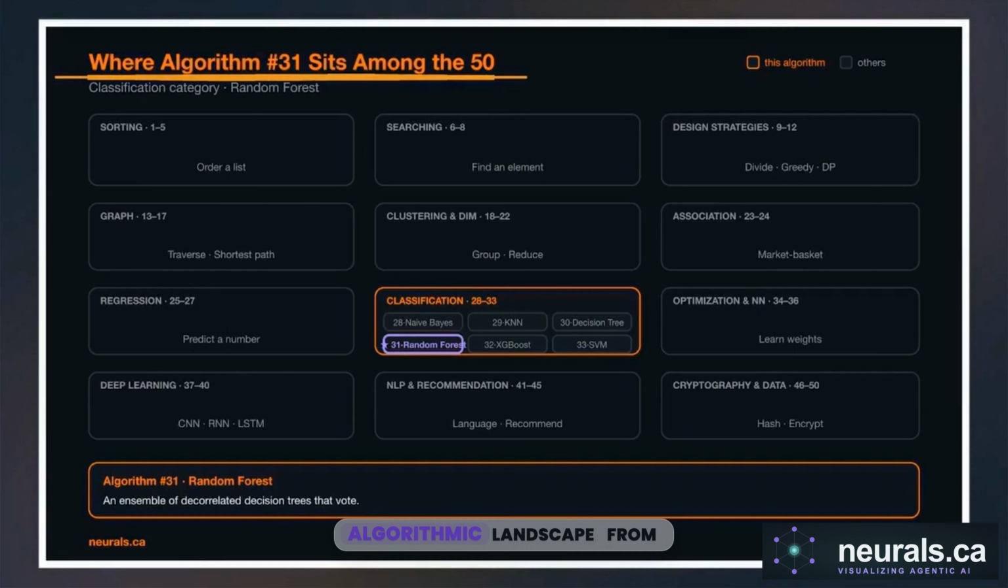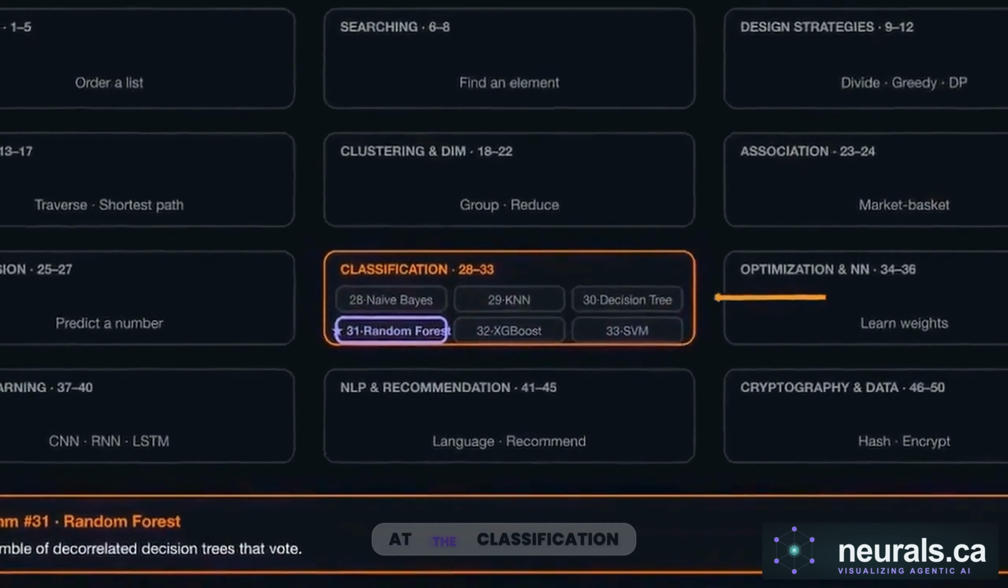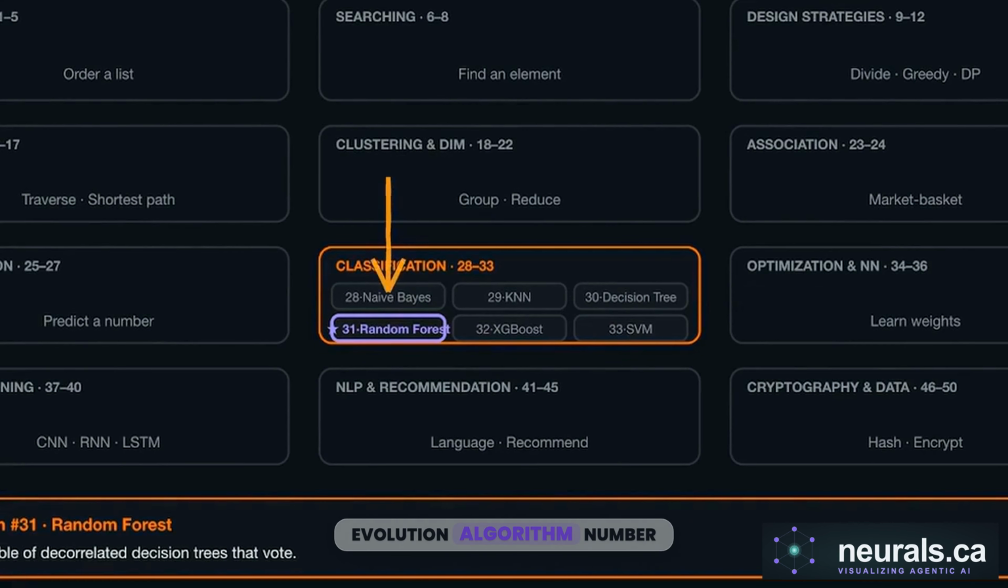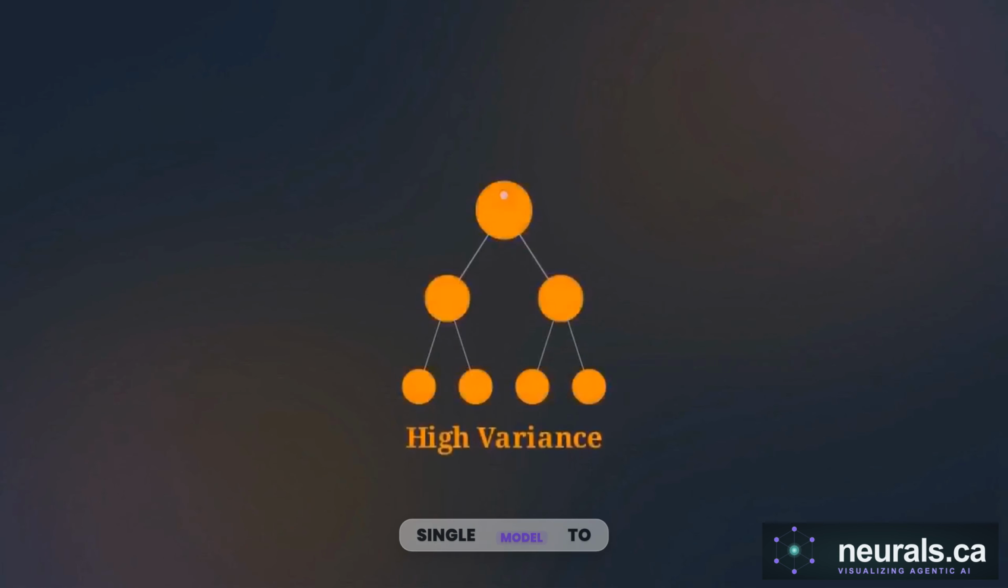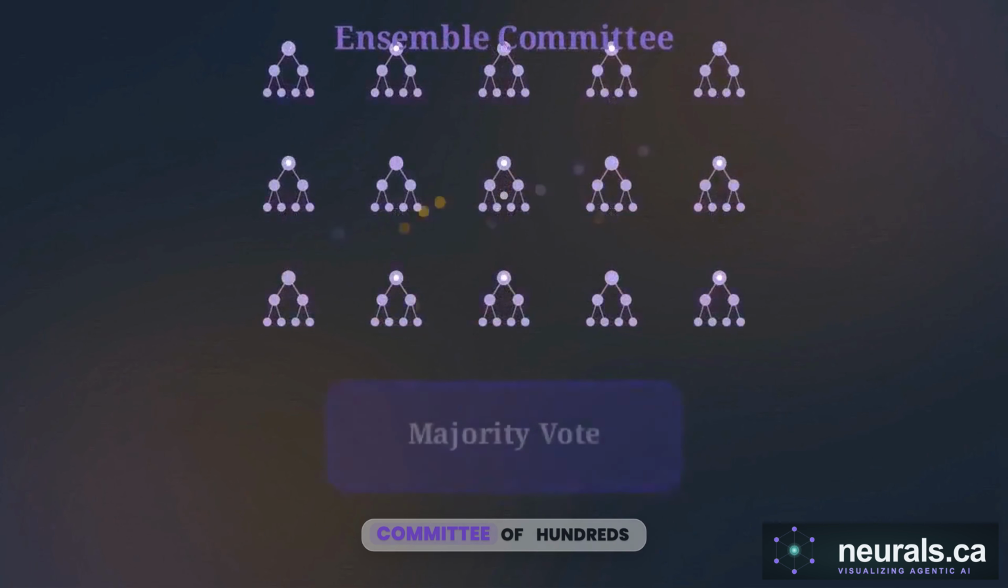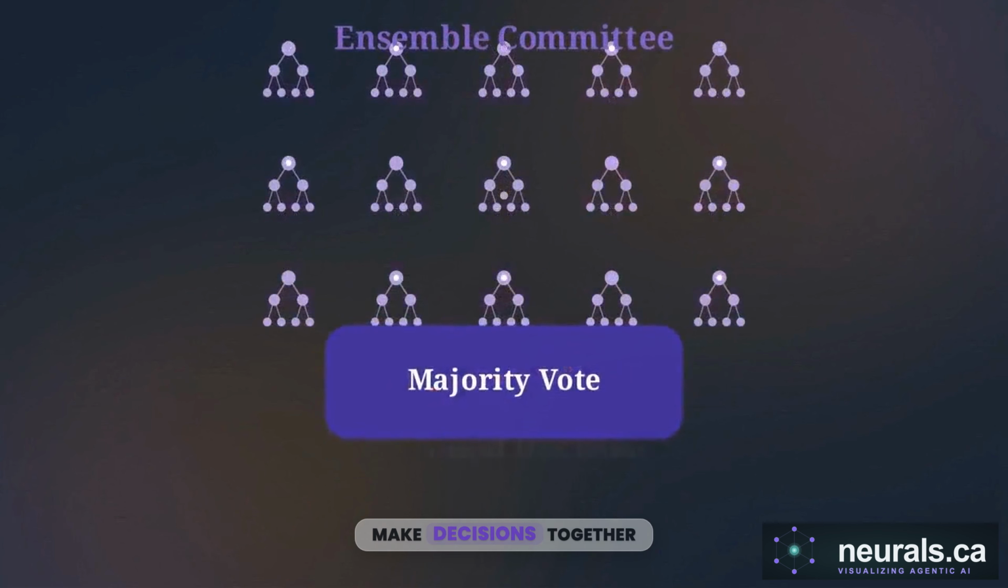This is the algorithmic landscape from 50 algorithms every programmer should know. If we look at the classification family, right next to the traditional decision tree, we find its direct evolution, algorithm number 31, the random forest. Instead of relying on a single model to categorize our data, this algorithm trains an entire voting committee of hundreds of models to make decisions together.